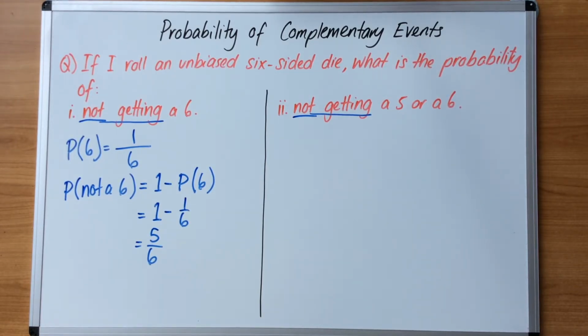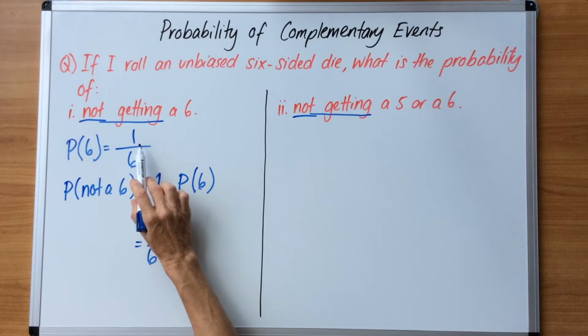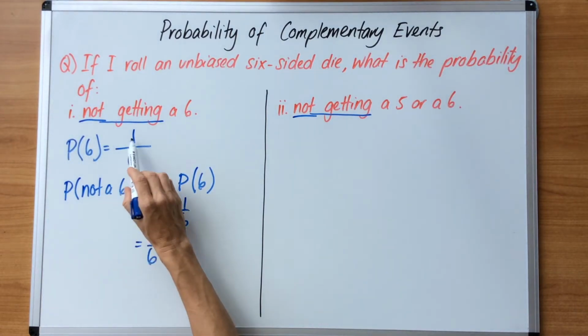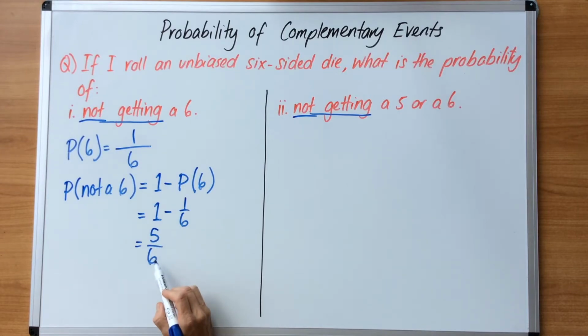That is in simple terms already. So as you can see, getting it is 1/6. Not getting it is 5/6. If you add 1/6 and 5/6 together, you will get an answer of 1, which means you have done that correctly. Now we're going to do the second question here, and it says not getting a 5 or a 6.